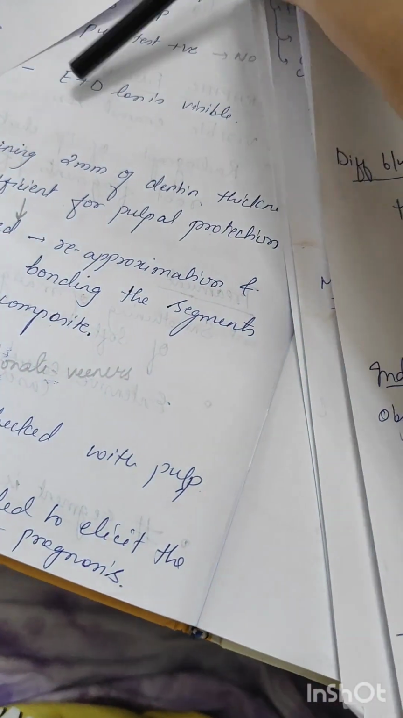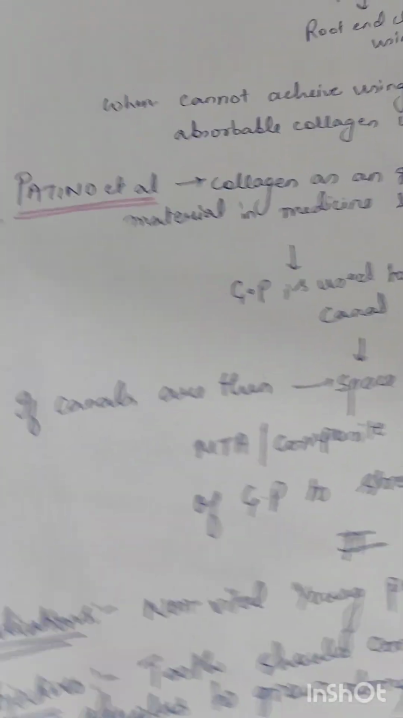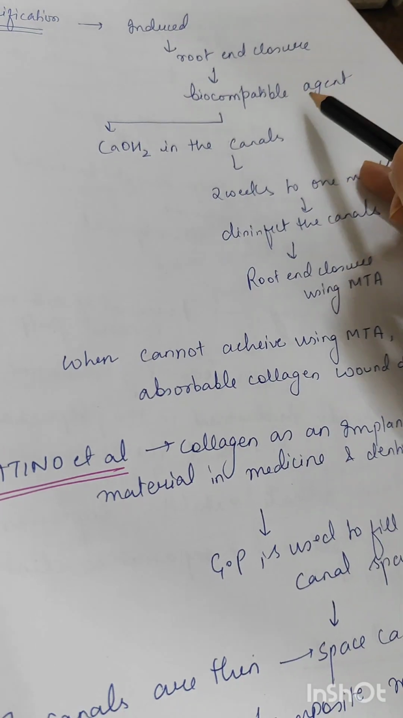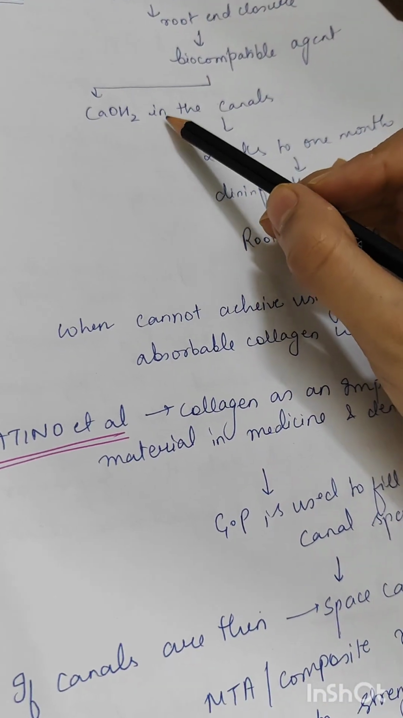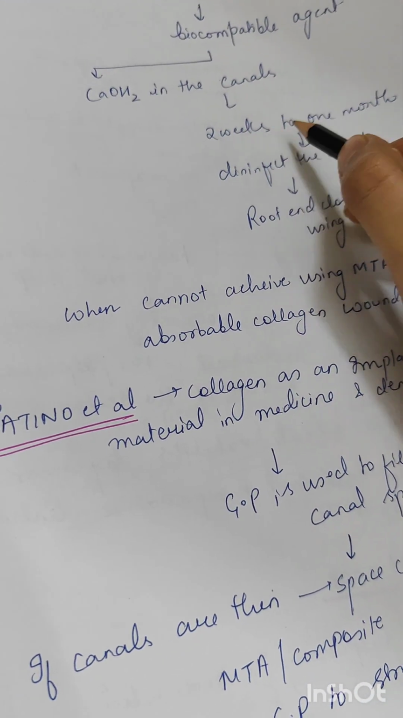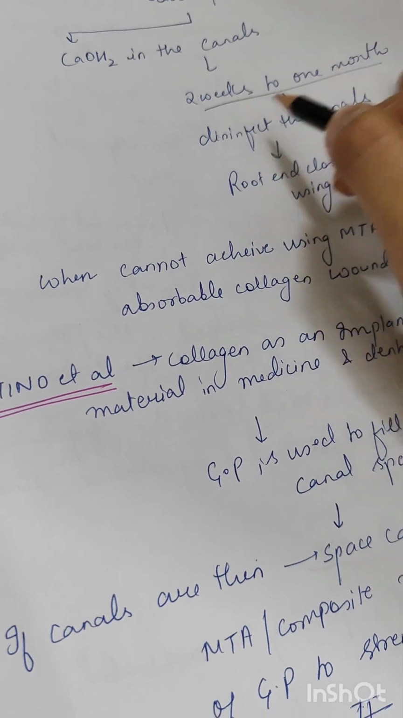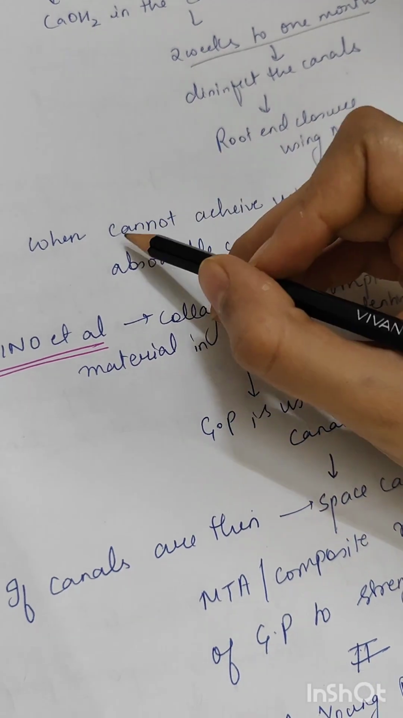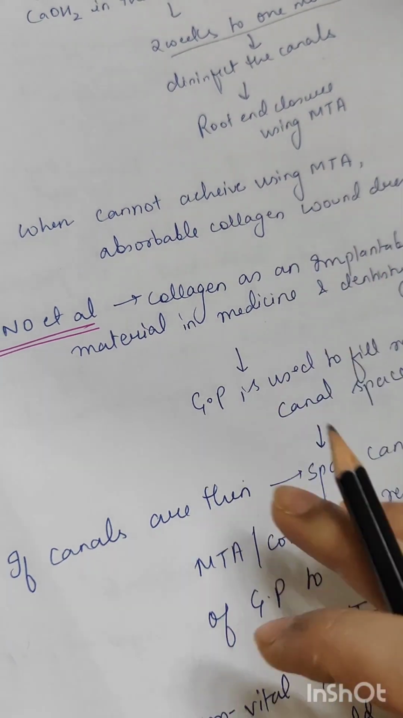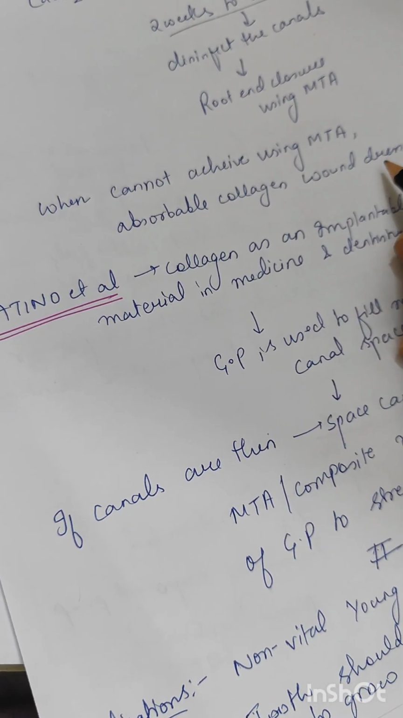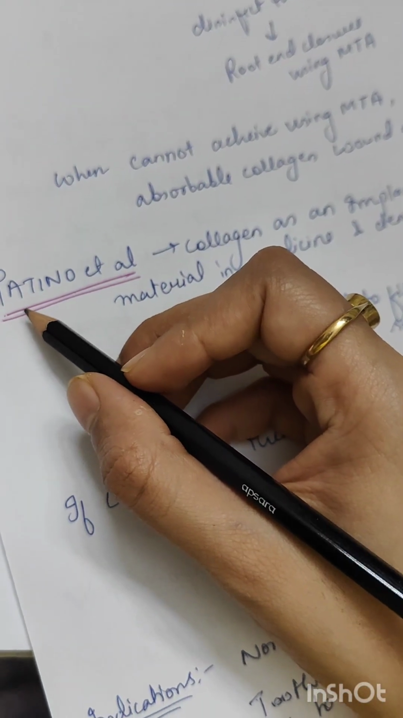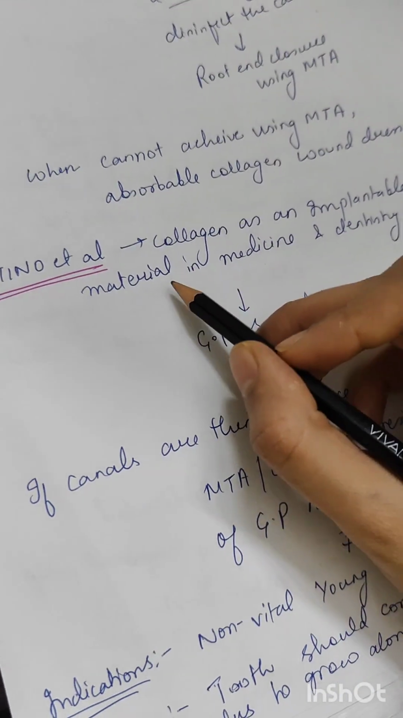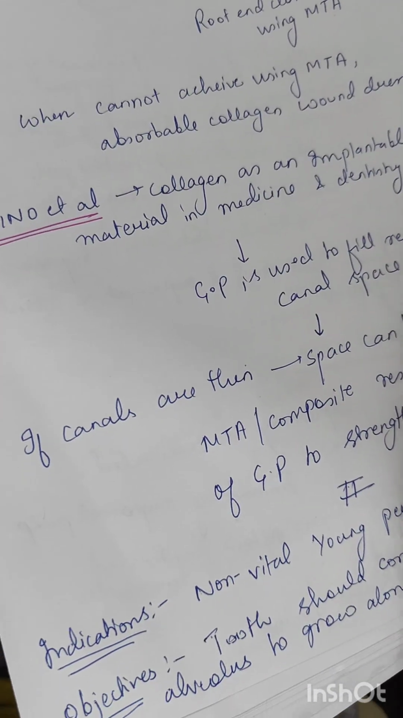Now next is the apexification. It is to induce the root end closure using a biocompatible agent. Calcium hydroxide is placed in the canals for 2 weeks to 1 month to disinfect the canals. Then root end closure using MTA is done. When it cannot be achieved using MTA, absorbable collagen wound dressing may be used, which was concluded by Patino et al., Collagen as implantable material in medicine and dentistry, 2002.